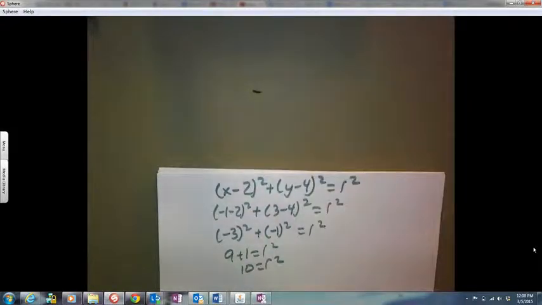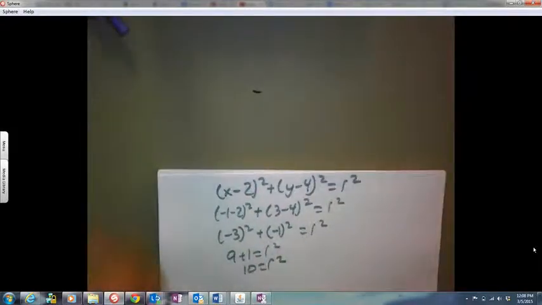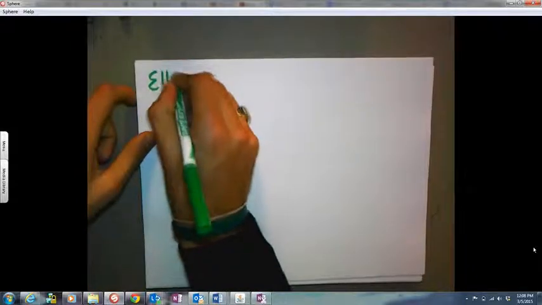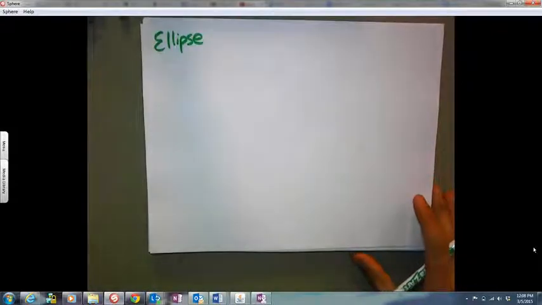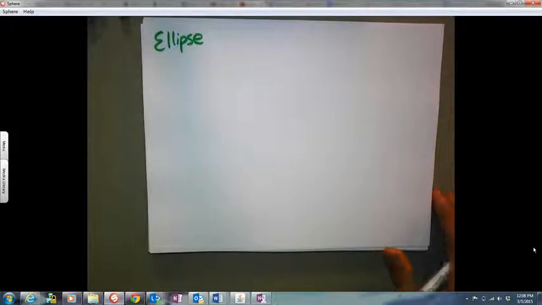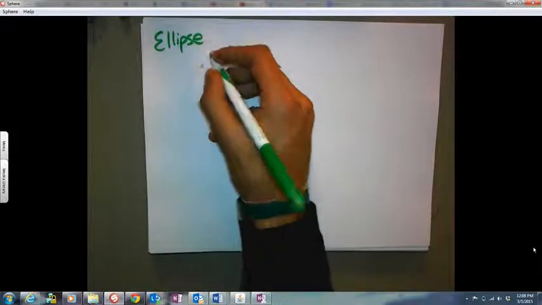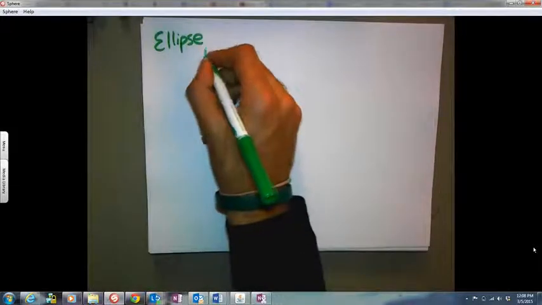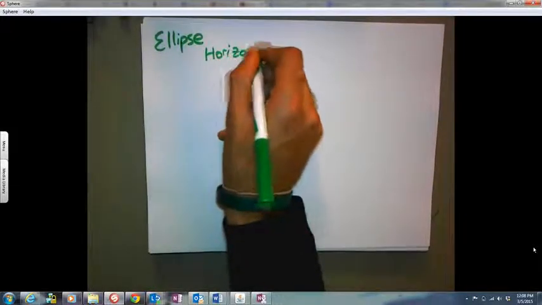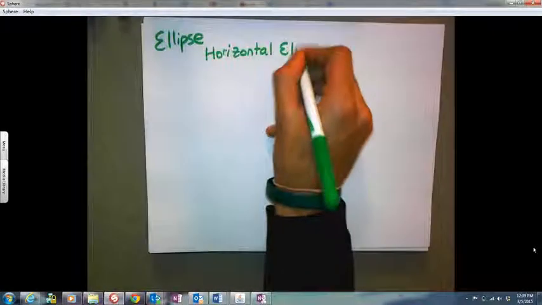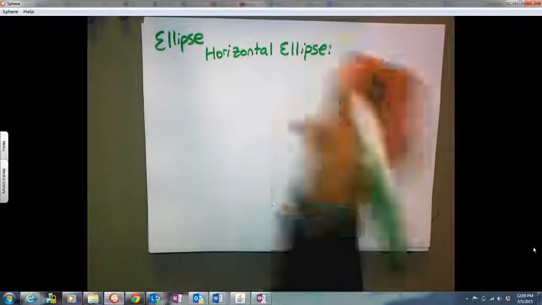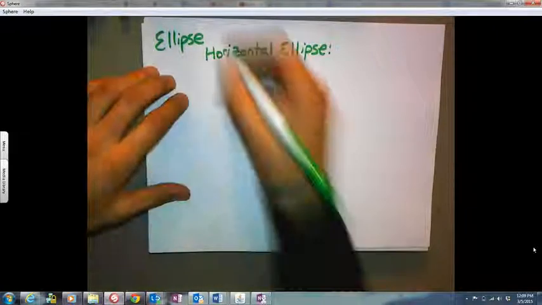So the next thing we want to talk about are ellipses. Ellipse is the next type of conic. This is the second one. We're going to do 4, not all today. There are two types of ellipses. The first is a horizontal ellipse. By the way, ellipse is just a fancy word for oval.